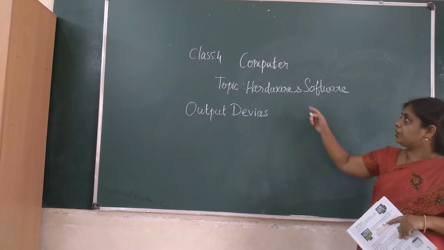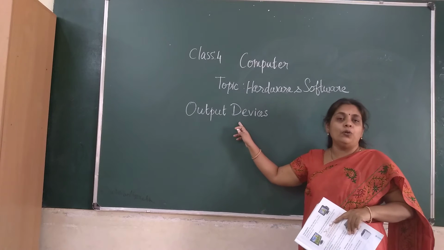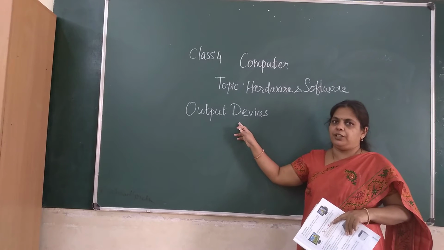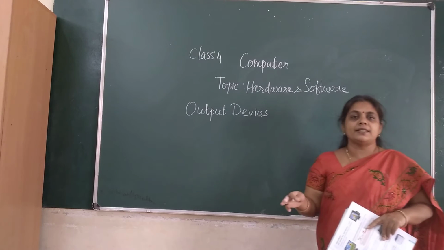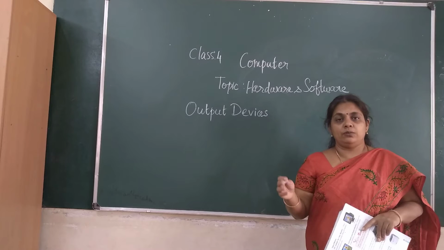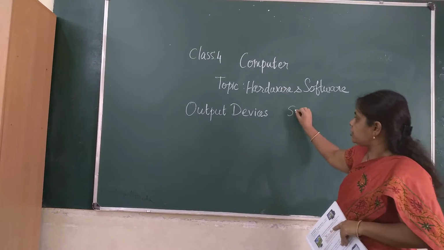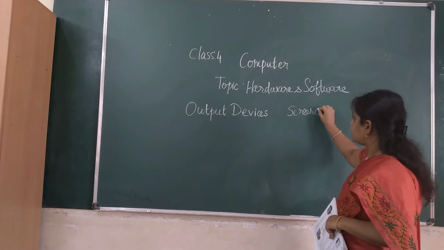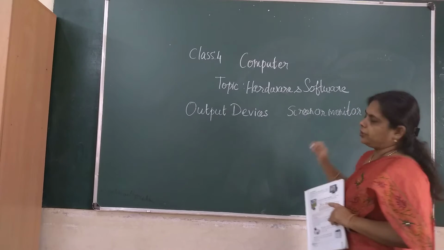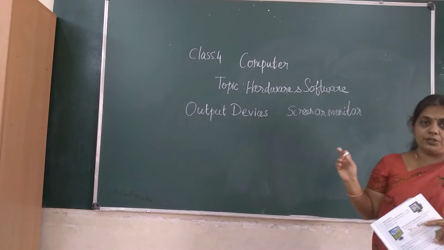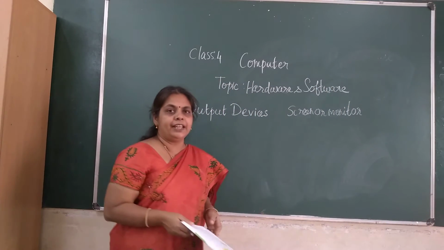So continuing with the topic of hardware and software. Today's class we are going to see about the output devices, children. So what are output devices? After processing in the CPU, the result, whatever work we have done, is seen on the screen or the monitor. So that forms your output, children. The monitor is displayed on the screen by default.